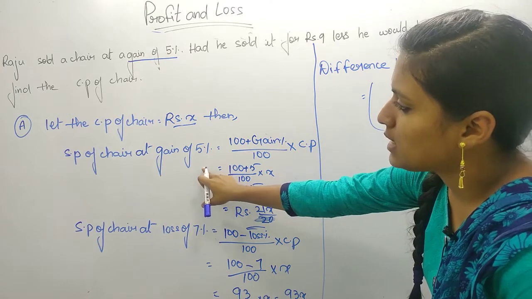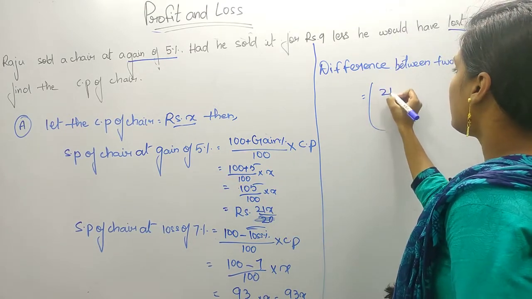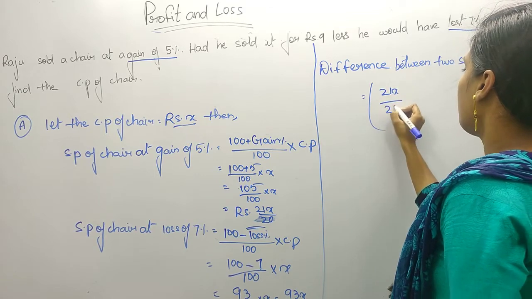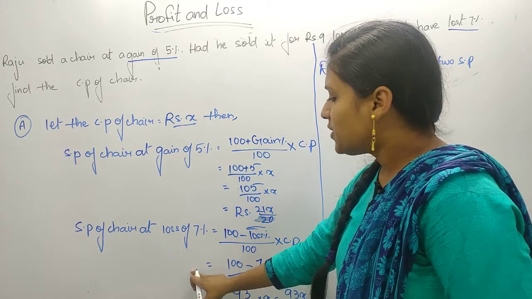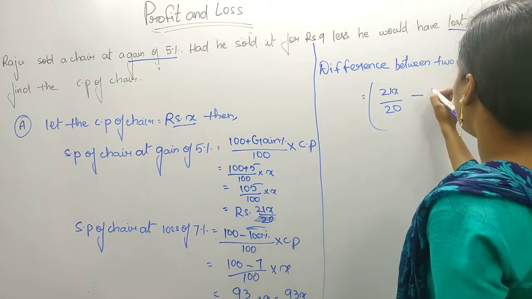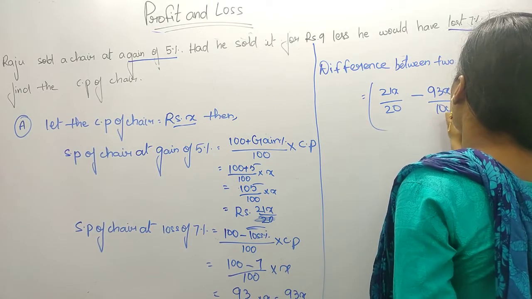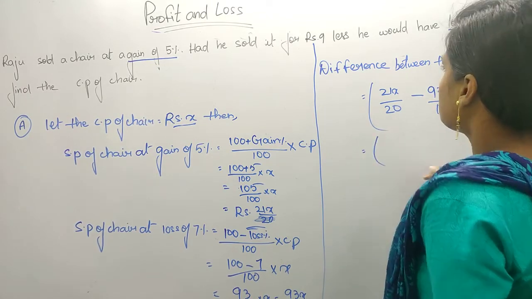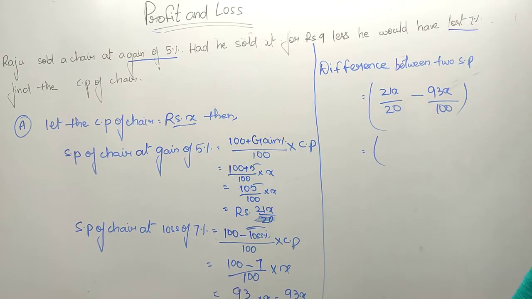First, the selling price at a gain of 5%, what answer did we get? 21x by 20, minus the selling price of the chair at a loss of 7%, what answer did we get? 93x by 100. Okay. Now subtracting these both, what answer will we get?